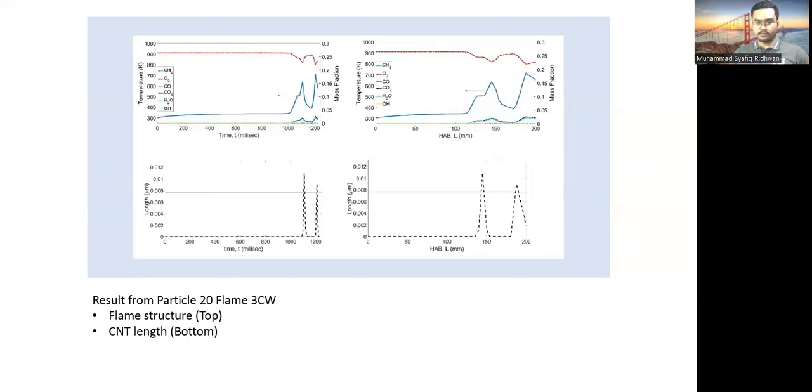The flame structure plot shows the temperature for particle 20, which has been deployed. The CNT grows twice, the first at 1,100 milliseconds at 140 millimeter HAB, and at 1200 milliseconds at 190 millimeter HAB. The particle achieves a high temperature at 1100 milliseconds, approximately 650 Kelvin, while it goes higher again at 1200 milliseconds at 720 Kelvin. It is due to the particle movement, which goes beyond the boundary and then comes back again due to the turbulence. The CNT length produced is the shortest compared to the other particles.